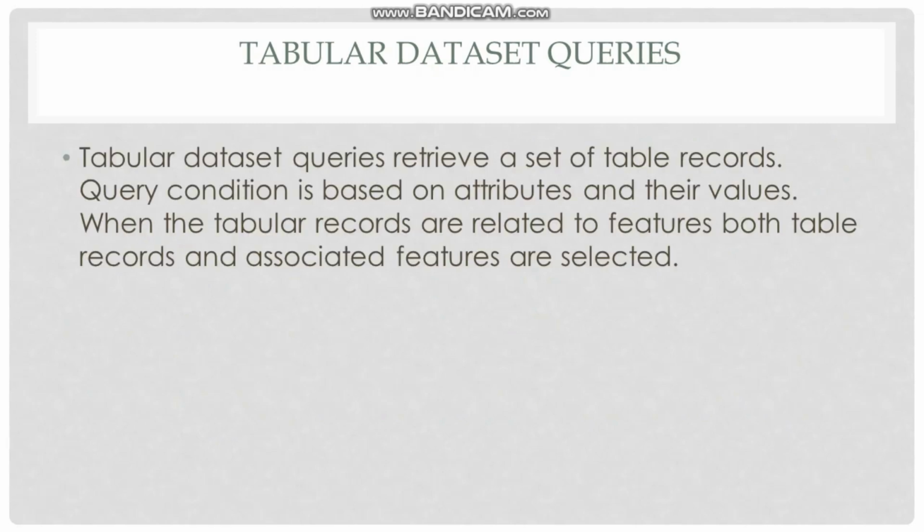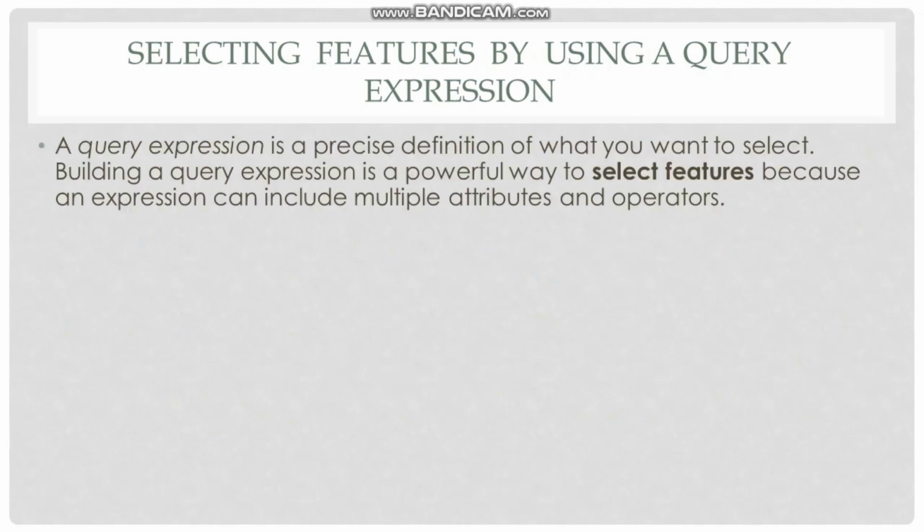So, tabular dataset queries. Tabular dataset queries, or in other words attributive queries, retrieve a set of table records. The query condition is based on attributes and their values. When the tabular records are selected to features, both table records and associated features are selected. Selecting features by using a query expression. A query expression is a precise definition of what you want to select. Building a query expression is a powerful way to select features because an expression can include multiple attributes and operators.